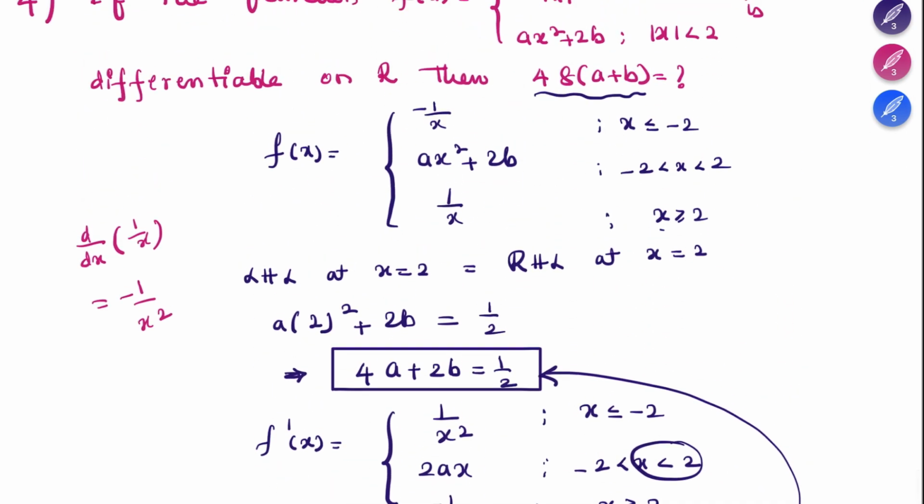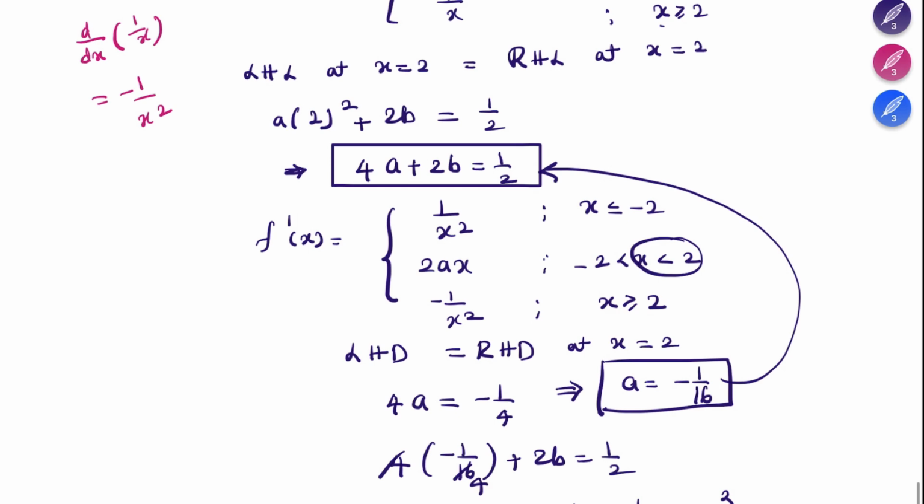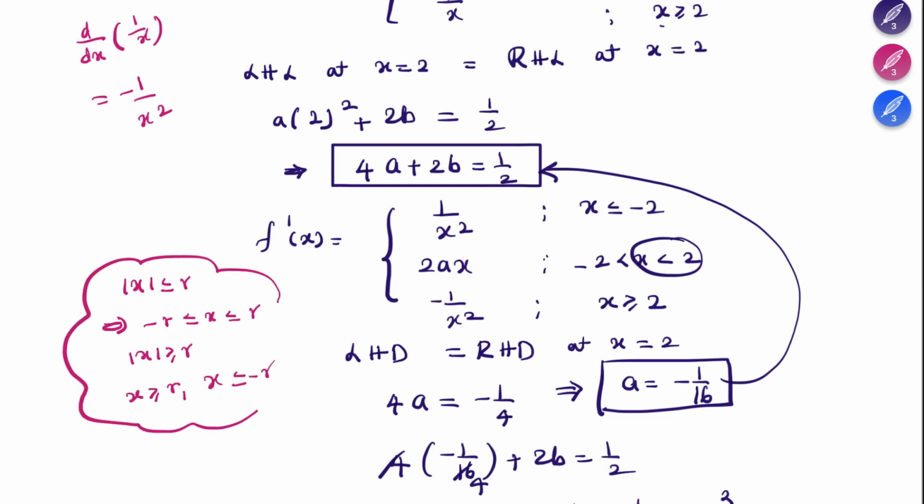So what are the key points we used to solve this problem? That is, if f is differentiable on R, f is continuous on R also. Differentiability always implies continuity. And simple inequality rules also we used. Mod x is less than or equal to r implies minus r is less than or equal to x is less than or equal to plus r, and mod x is greater than or equal to r implies x is greater than or equal to r or x is less than or equal to minus r. These are the two simple inequality rules.